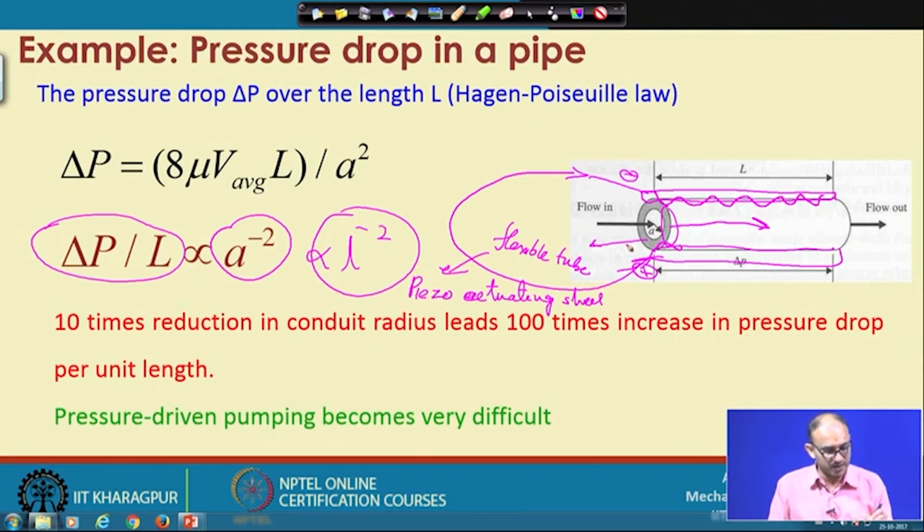Or you have to work with a variable diameter of the tube, so that at a later stage your diameter will be very high. So, movement will be very easy in this case.